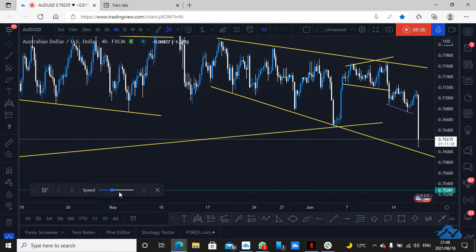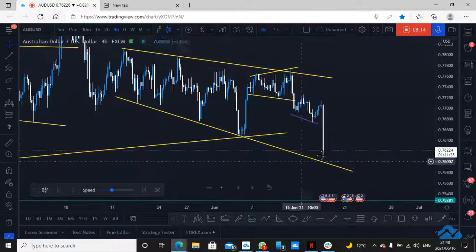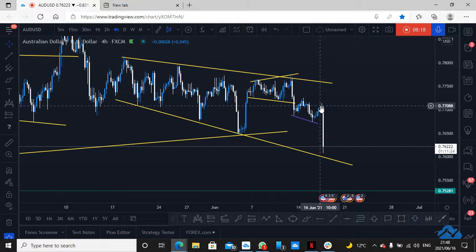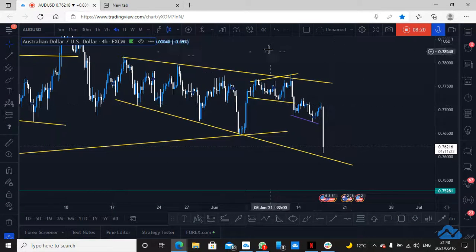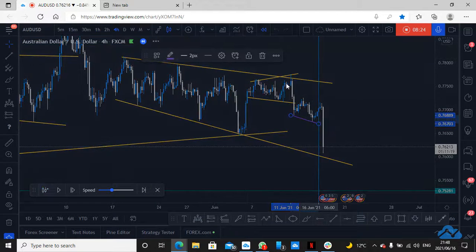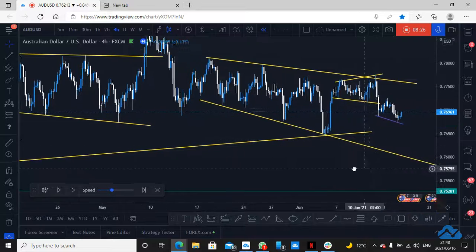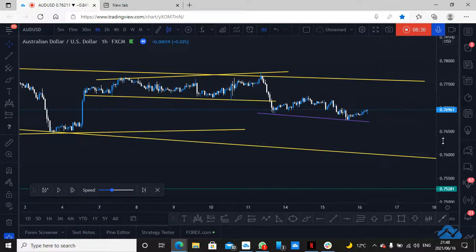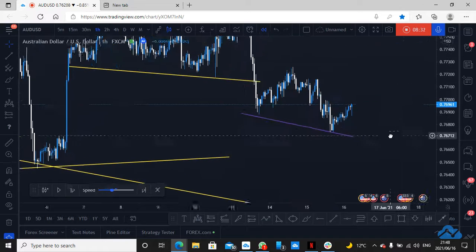Oh, no. That was too fast. I forgot, guys, that we are actually on the 4 hour time frame. So I want us to go to the 1 hour time frame so we can actually look at this bit of price.